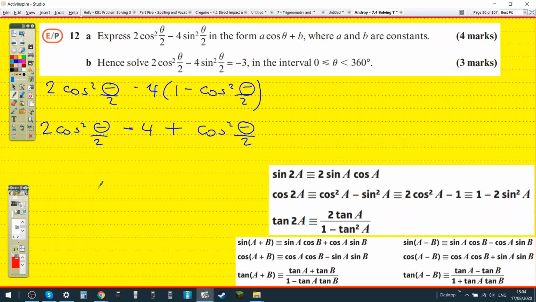I think there needs to be a 4 in front of the cos squared. Yep. Should I now do... Can I just do 6 cos squared theta over 2 minus 4? -4. And should I now type... I'm not allowed to double the entire thing, am I? No, it's just an expression. Yeah.